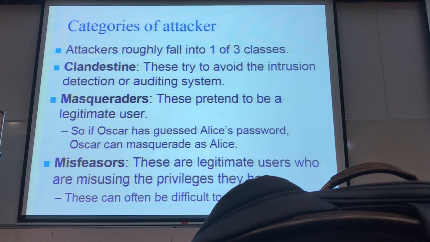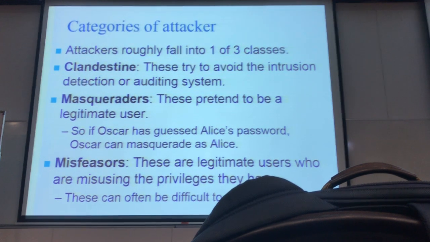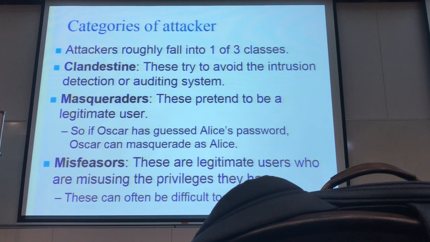So in this case, the attacker may obtain your password through some means, and then the attacker tries to log into the system and then access the resource that is allowed to be accessed by Alice. Right. So in this case, we want to distinguish whether the attacker is really Alice or someone else. Right, so the clandestine user basically tries to avoid the intrusion detection or auditing system. Basically, they try to bypass the system that detects or logs the activity.